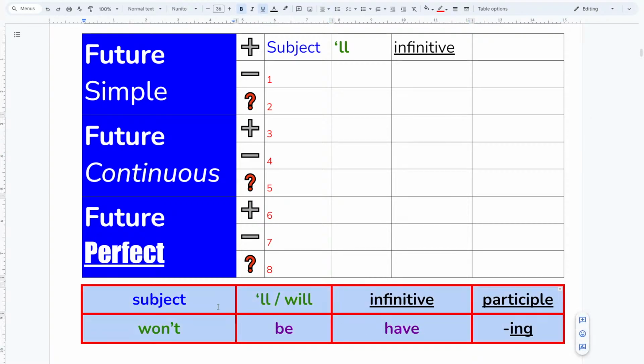At the bottom, you can see the pieces of the puzzle that are available to you. We have the subject, we have 'll or will, we've got infinitive, participle, we have won't, be, have, and ing.